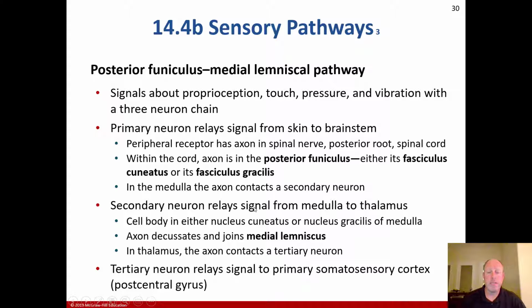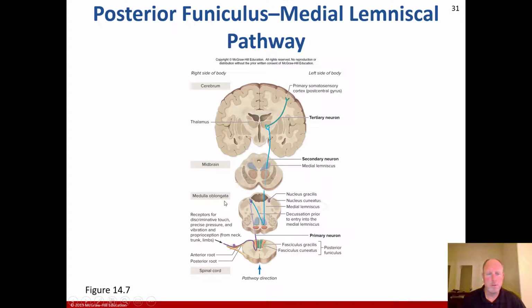The secondary neuron then relays the signal from the medulla to the thalamus, and the cell body is in the nucleus cuneatus or the nucleus gracilis of the medulla, with the axon then decussating and joining the medial lemniscus. And then in the thalamus, the axon contacts a tertiary neuron. That tertiary neuron relays a signal to the primary somatosensory cortex, the postcentral gyrus.